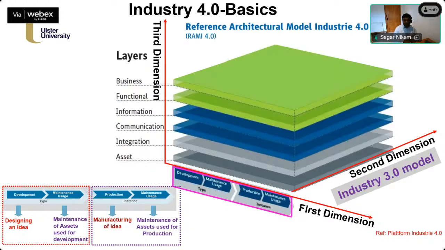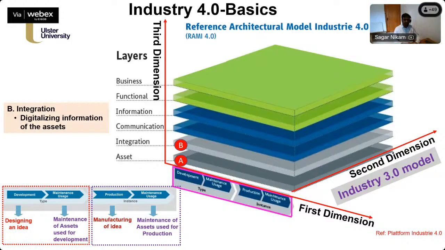Industry 3.0 is just focused on the assets. Assets, in the sense of physical assets, for example machines, devices, and products. Then the third dimension, which comes in Industry 4.0, is digitalization, making the integration of different layers in the business ecosystem. The first layer of the third dimension is assets. Assets can be physical assets, or they can be non-physical assets.